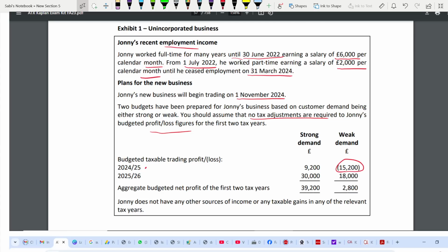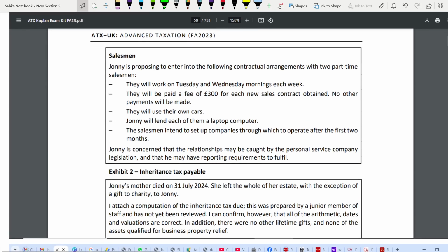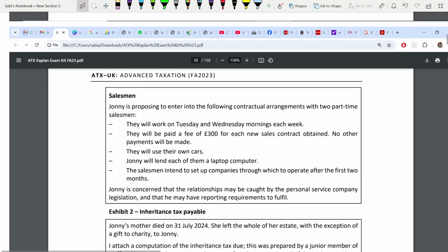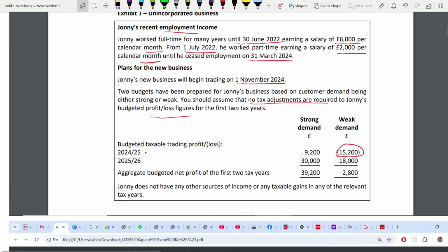Johnny does not have any other source of income or any taxable gain. Okay, only this. Next is salesman, but this we do not need right now. We need it when we answer the requirement for personal service company. First, we'll finish the first part A.